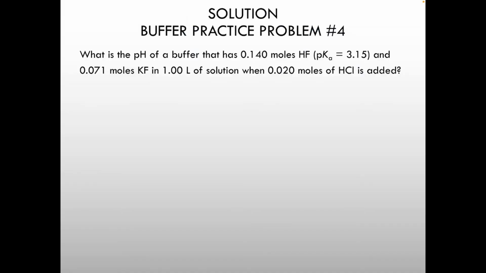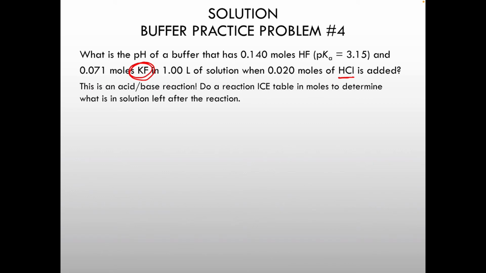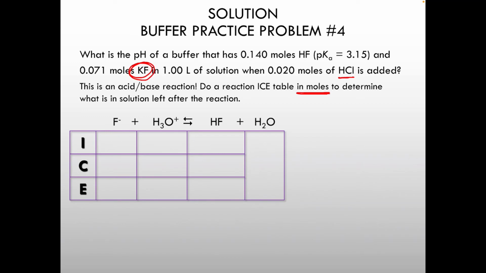So we are going to add in the hydrochloric acid. Hydrochloric acid is going to react with our conjugate base. Right? So this, again, is going to be an acid-base reaction. So we need to do a reaction ice table, again in moles, to determine what's left in solution after the reaction. I've written it this way with the conjugate base on the left because that's the part that's going to be doing the reacting. You totally could have written it the other way and that would have been fine. Just make sure you're always paying attention to where your initial values are going.